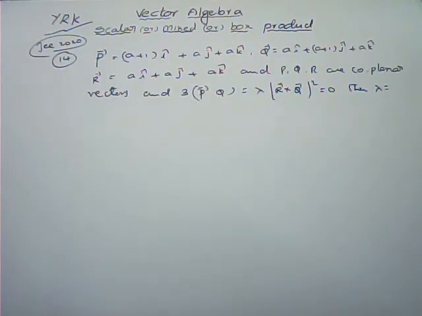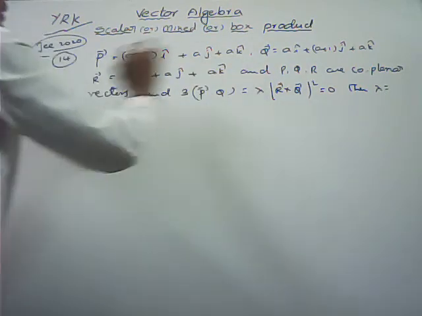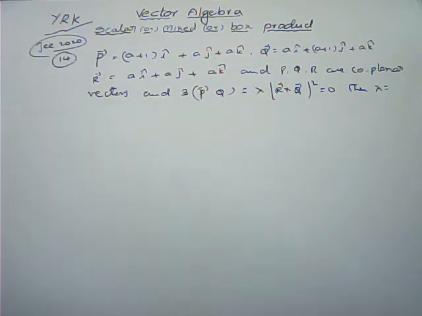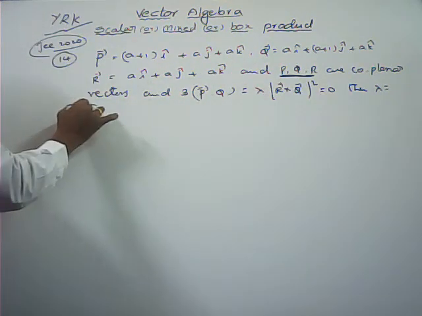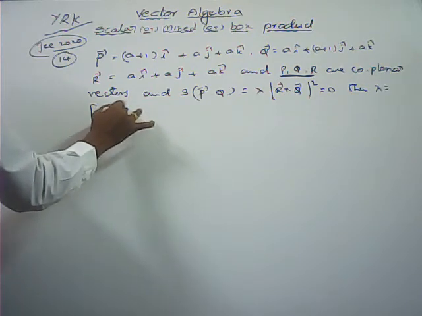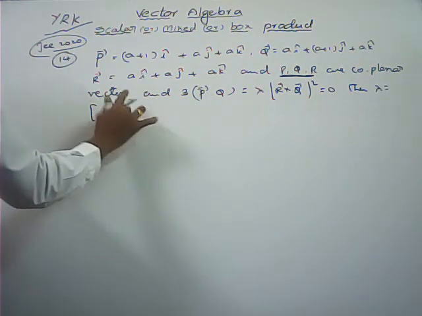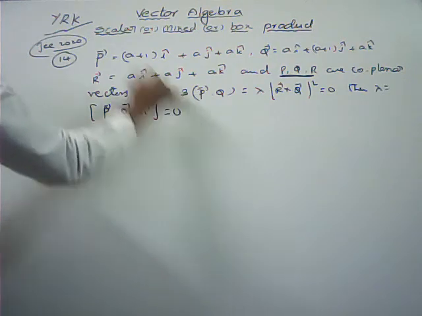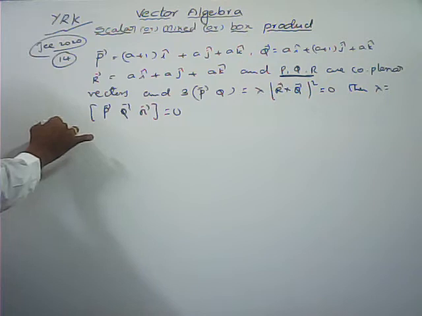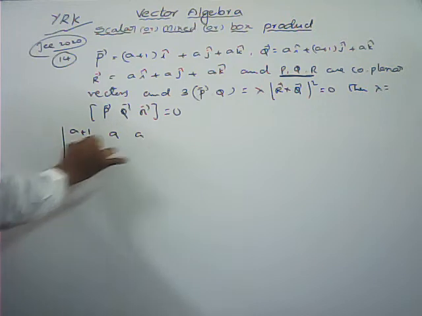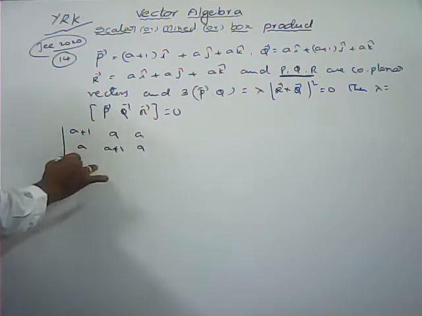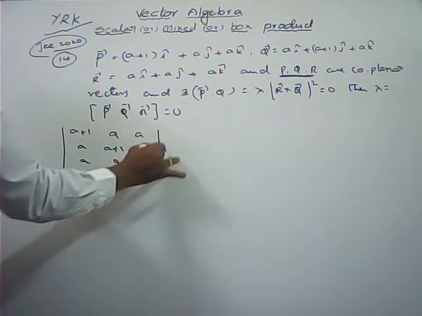Here, this is also a 2020 Mains question. P bar is equal to a plus 1 i cap. Here three vectors are given, P, Q, R, and they are coplanar. If these three are coplanar vectors, then the box product P bar, Q bar, R bar is equal to 0. Box means nothing but a determinant of a plus 1, a, plus 1, a plus 1, that is equal to 0.